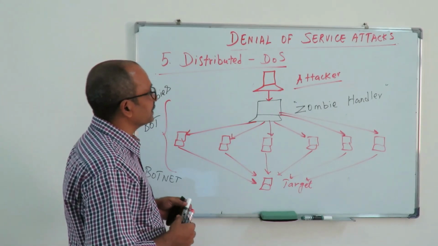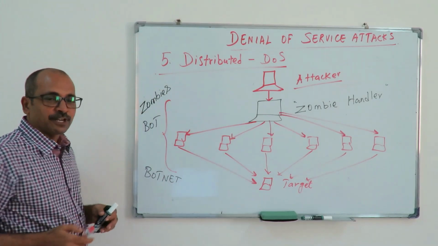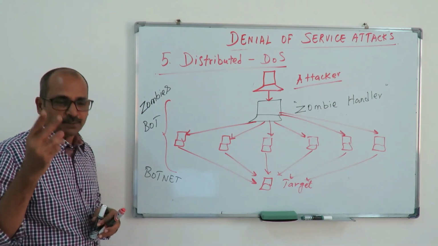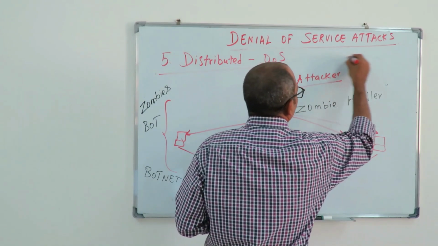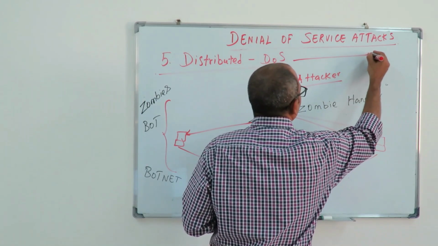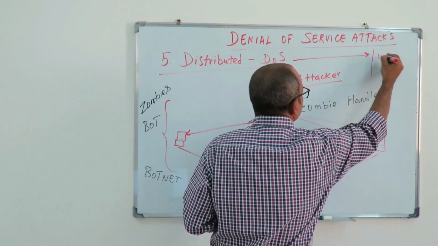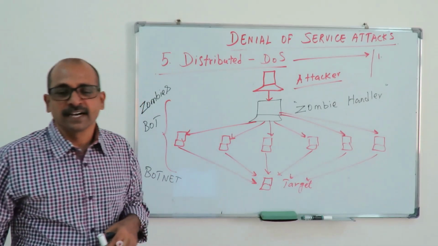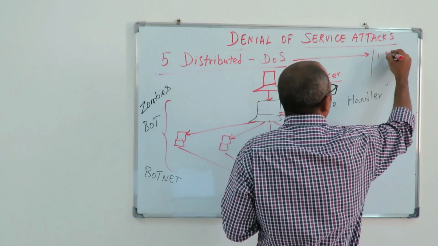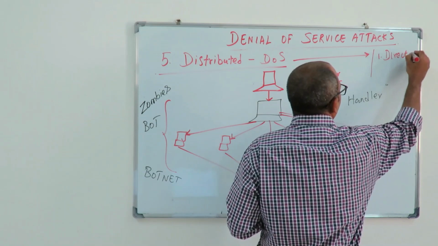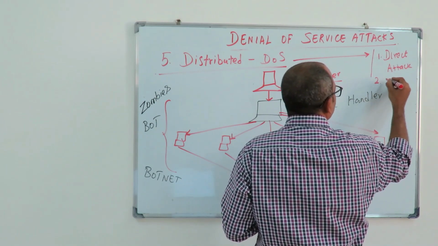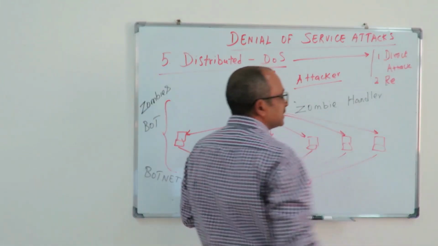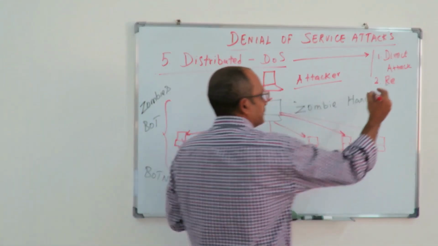Then the next very important thing is that if you take the distributed denial of service attack, there are 2 different types available. Let me write it here. The first one is called the direct attack. Then the second one is called the reflector attack.